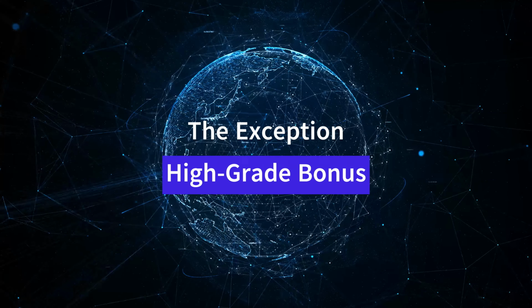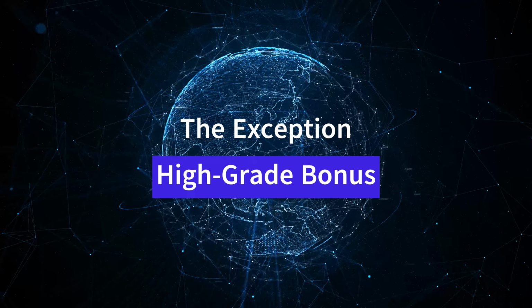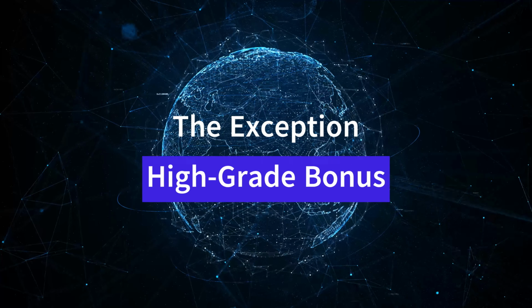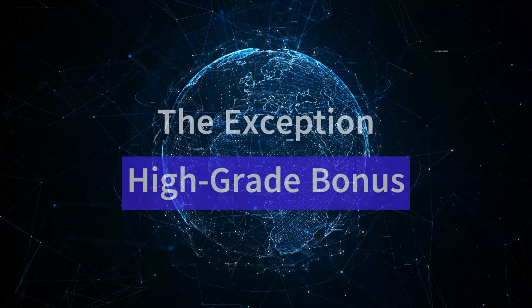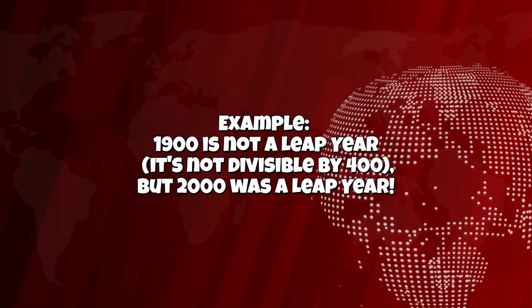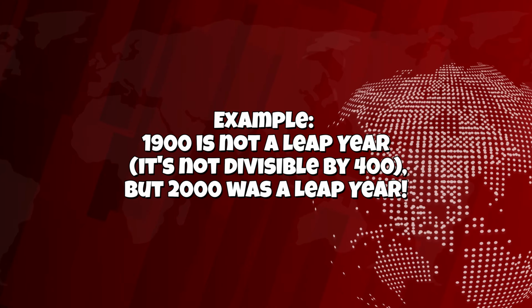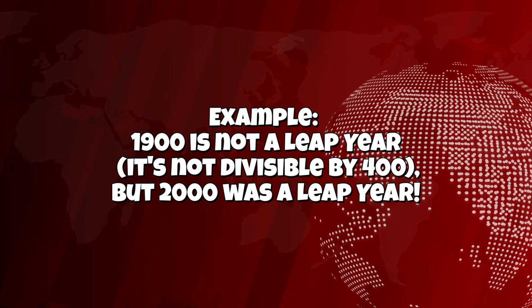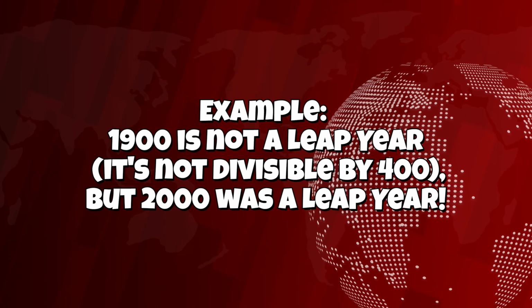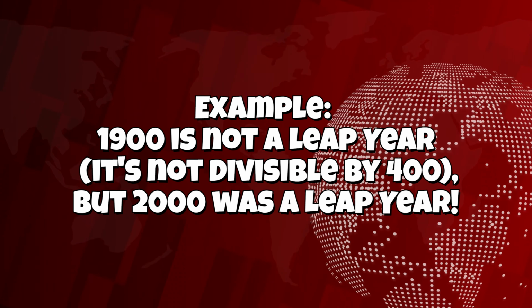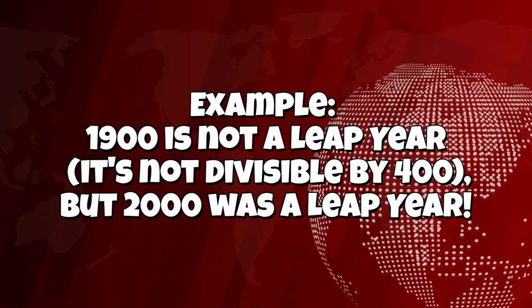The exception, high-grade bonus. Here's the tricky, high-grade part. If the year is a century year, like 1900 or 2000, it must also be divisible by 400. Example, 1900 is not a leap year, it's not divisible by 400, but 2000 was a leap year. This is a great tie-in to the student's desire for high-grade content.